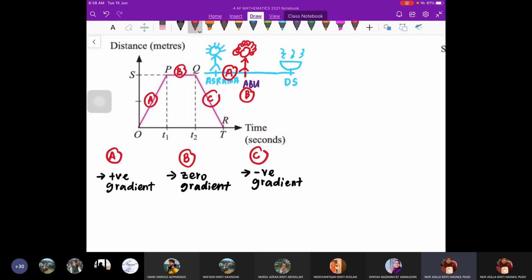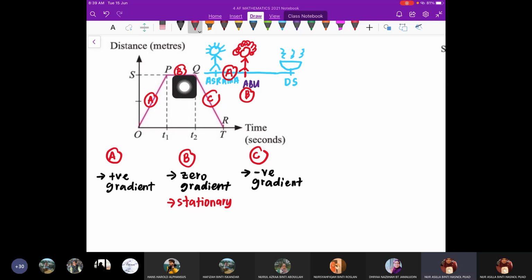Okay. Faham? So dekat B sebenarnya dia adalah stationary, ataupun no movement. Dia tak pergi ke hadapan, dia tak pergi ke belakang. No movement. Dia stay je kat situ tapi masa bergerak. So maksudnya dia tengah berborak kot dengan Abu. Okey, kemudian situasi C. Dia berborak dengan Abu.